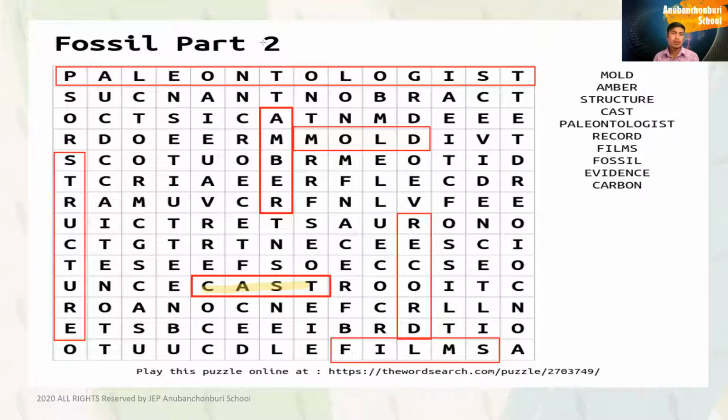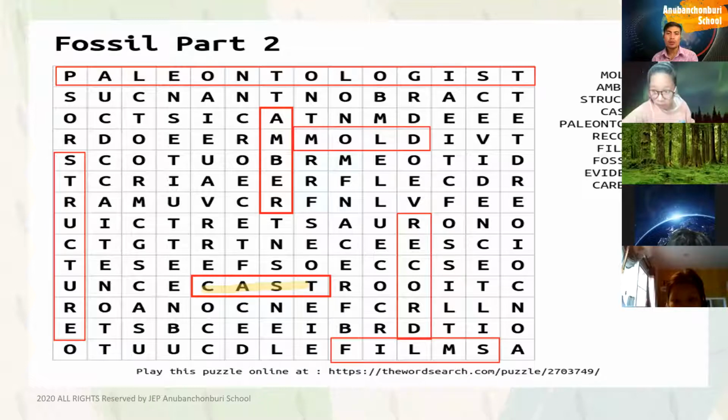Okay. Somebody's raising their hand. So Pakit, please. Can you find the word fossil? Thank you. Fossil. Okay, thank you. Good job. So I will put here fossil. We're almost done.